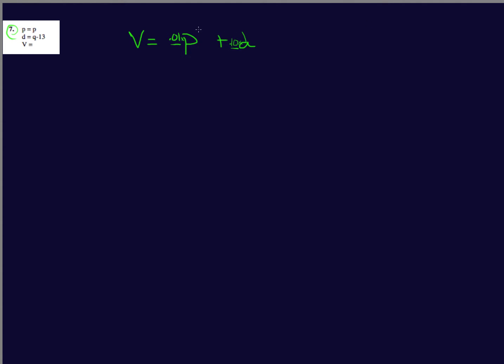One of the next parts of the problem, they give us what each of these variables equals. They want us to take it one step further, and then we define the variables. And P just equals P, so there's nothing to change there, but they tell us that D is equal to Q minus 13. And so what we're going to do is replace this D here with Q minus 13. So then our equation is going to look like this.